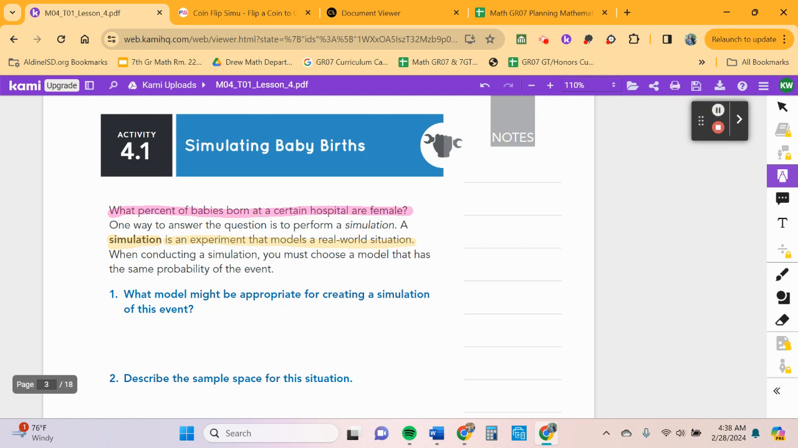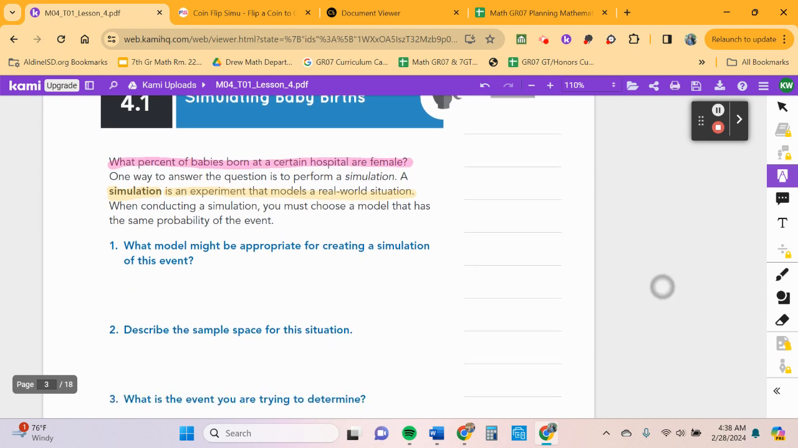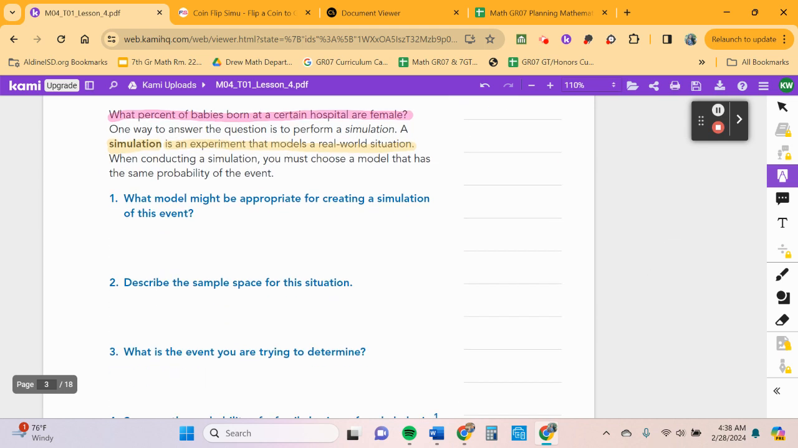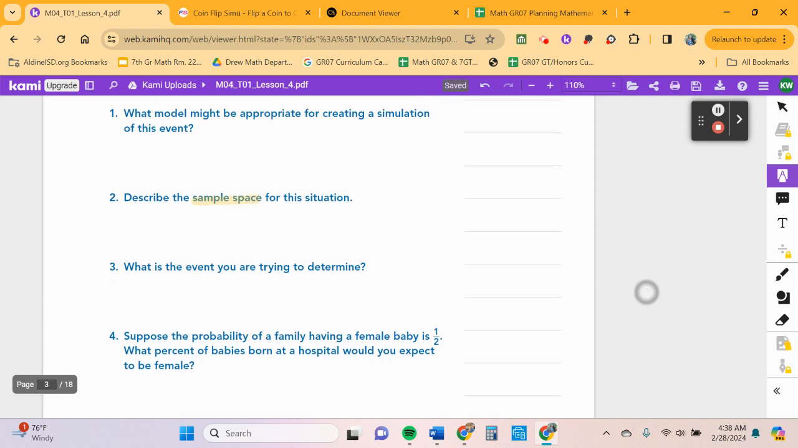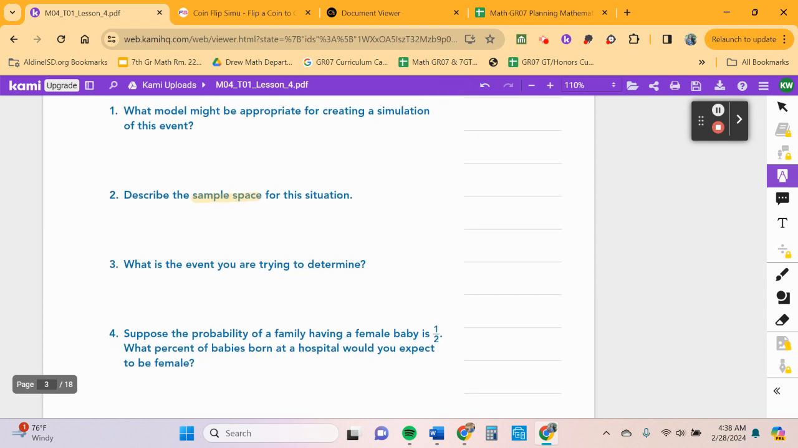So, let's think about how we might do that. Question number 1 says, what model might be appropriate for creating a simulation of this event? Number 2, describe the sample space for this situation. Number 3, what is the event that you are trying to determine? And number 4, suppose the probability of a family having a female baby is 1/2. What percent of babies born at the hospital would you expect to be female?